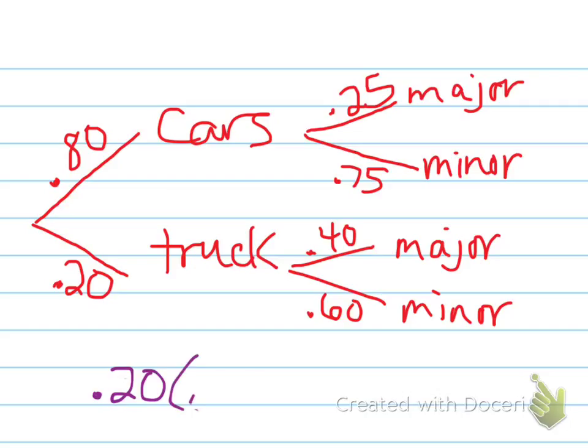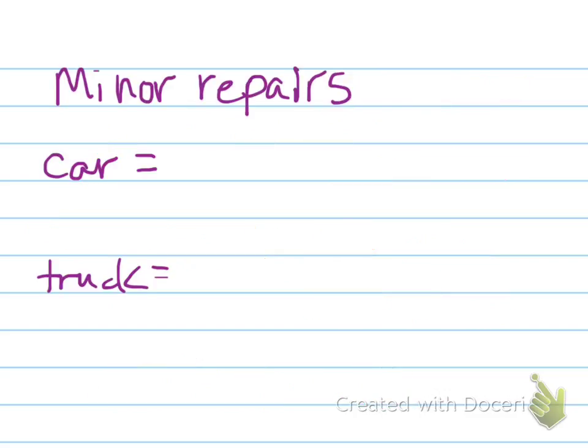So 0.20 times 0.60, multiply that together, and we end up with 0.12. So 12% of the time, vehicles are coming to the shop for minor truck repairs. Whenever you're doing this, if you add up all the numbers that we've had so far, 0.20, 0.60, 0.08, and 0.12, we do end up with 100% of our business being represented.